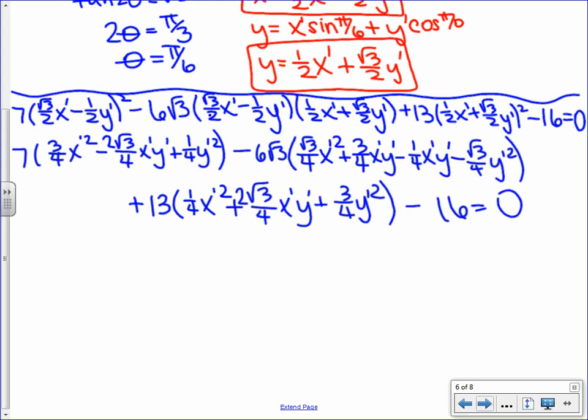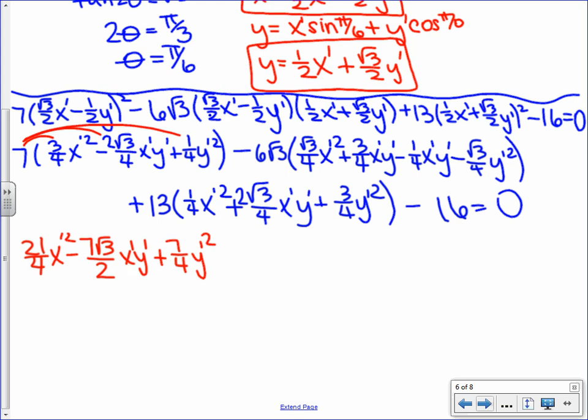We're going to distribute the 7 through. This becomes 21/4 x prime squared. Minus, this becomes 14 radical 3 over 4. When you simplify it, what do you want it to be? 7 radical 3 over 2, right? Yeah. Plus 7/4 y prime squared.